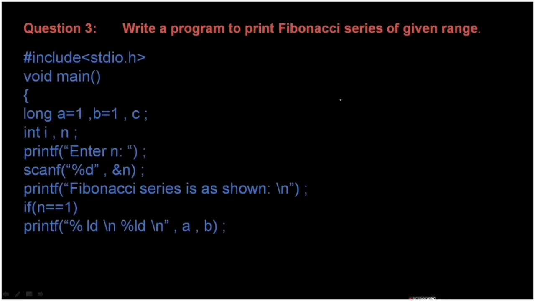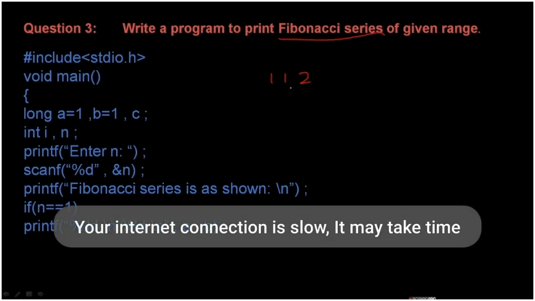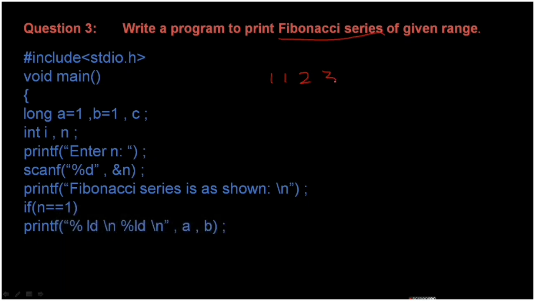Okay. Now the third question is, write a program to print a Fibonacci series of a given range. So what is the Fibonacci series? Like 1 and 1 we are having. The sum of the previous two is the next number. So 1 plus 1 is 2, so 2 will be the next number. 2 plus 1 is equals to 3. 3 plus 2 is equals to 5. The sum of the previous two numbers will be the next number. This is called the Fibonacci series.